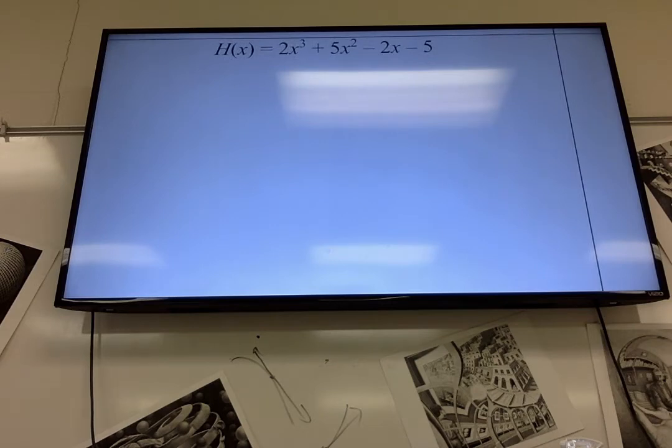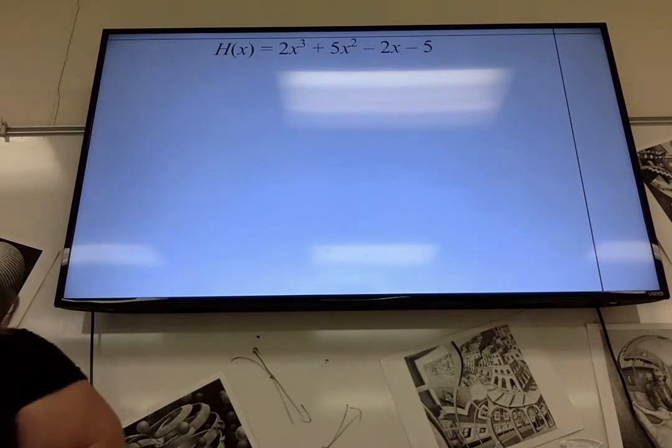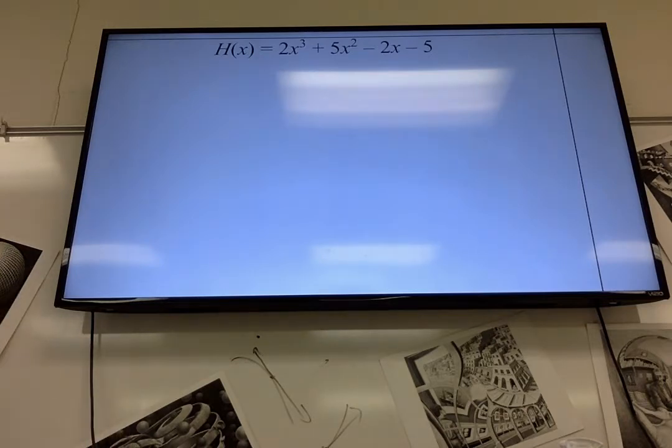What method am I going to have to use to factor this? Grouping. How did you know, Cameron, that it was grouping? Because there's 4 of them. There's more than 3. Grouping is a good one to try after you do greatest common factor, which there isn't one. So go ahead and factor and solve this, and then double check your answers and see if that's where it crosses the x-axis.